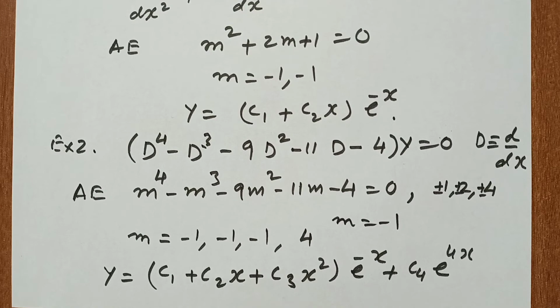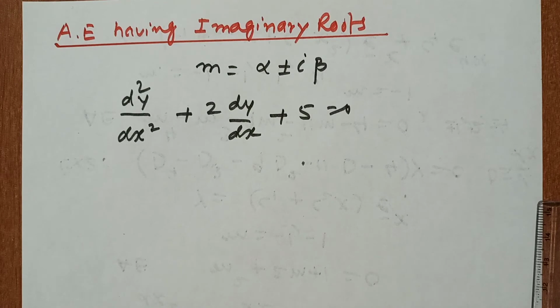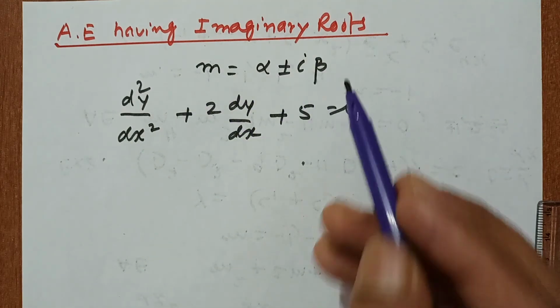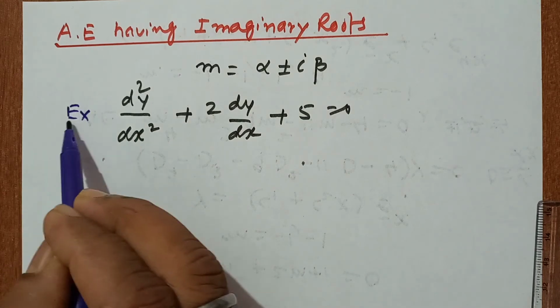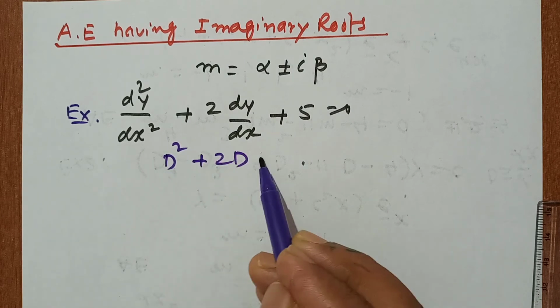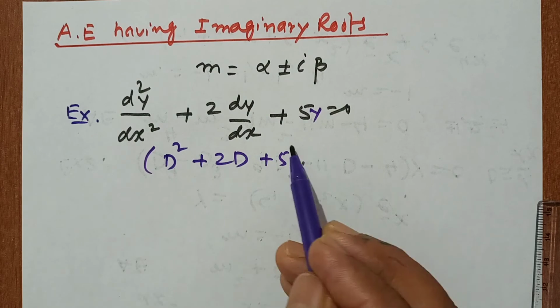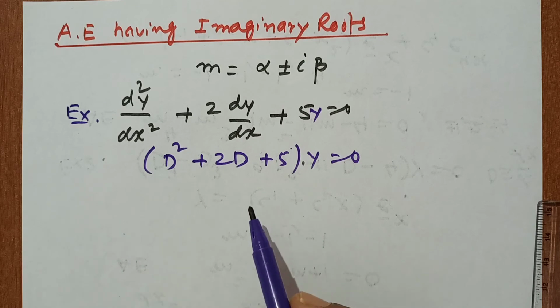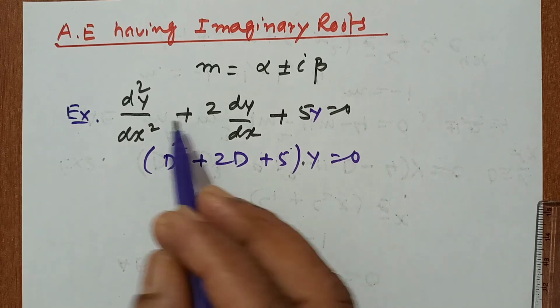This is the second case, when the auxiliary equation has equal roots. So how you will write the solution of the equation. Now next, the auxiliary equation having imaginary roots, means roots of the form m is equal to alpha plus minus i beta. So let us suppose this is a differential equation. First you write D squared plus 2D plus 5 y equal to 0. So this is a linear differential equation of second order with constant coefficients.